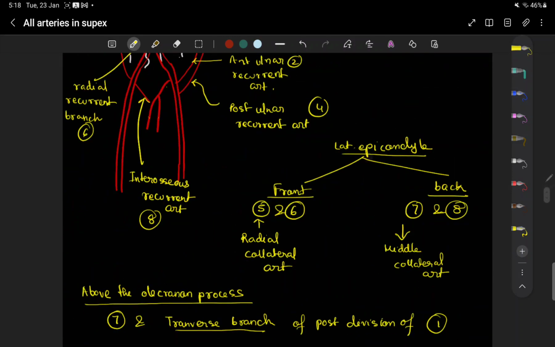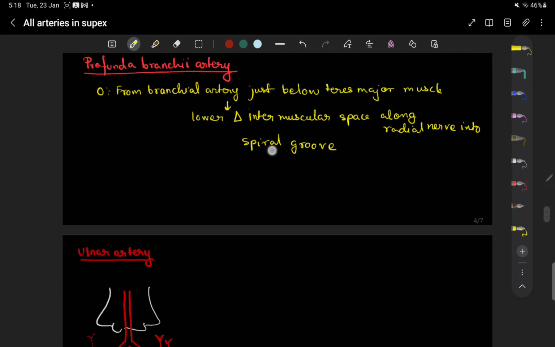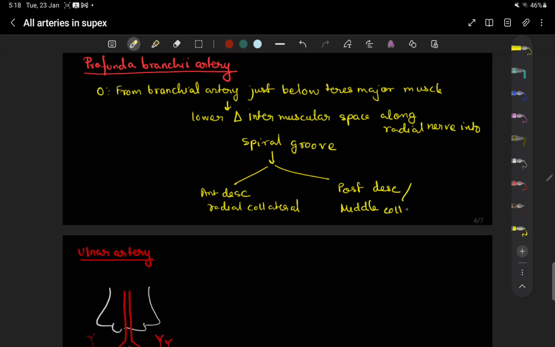The profunda brachii artery, after that, will emerge out and terminate into two branches, that is the anterior descending branch and the posterior descending branch. As I said, the anterior descending branch is also called the radial collateral artery, and the posterior descending branch is called the middle collateral artery. Yes, so the course of the profunda brachii artery is done.